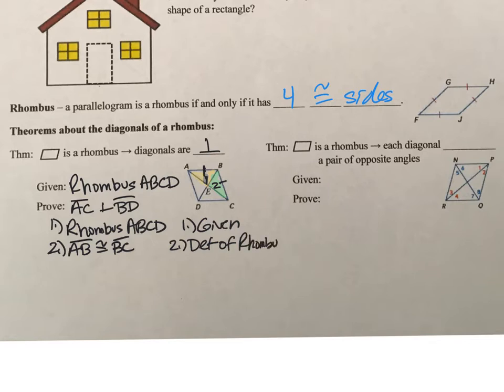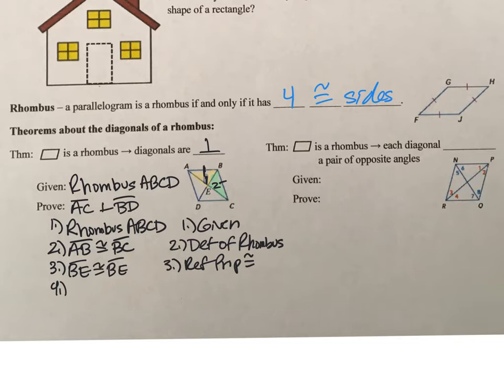So we'll back that up with the definition of a rhombus. A parallelogram is a rhombus if and only if it has four congruent sides. Now if you look at the two triangles, they share a side, side BE. So we're going to say that segment BE is congruent to itself. And the reason is the reflexive property of congruence.